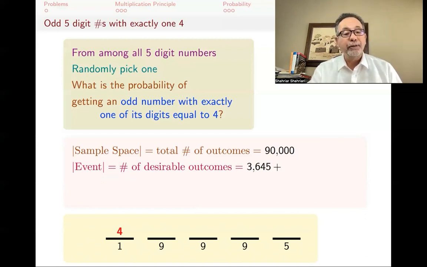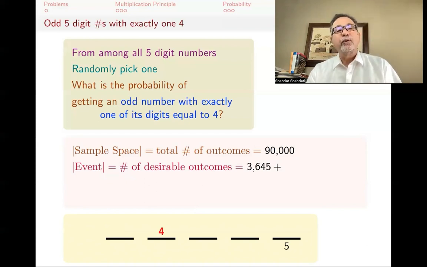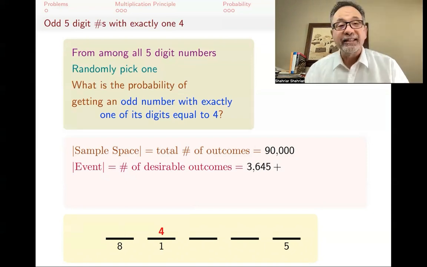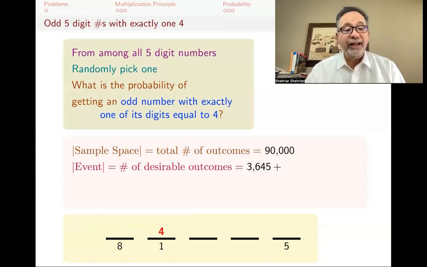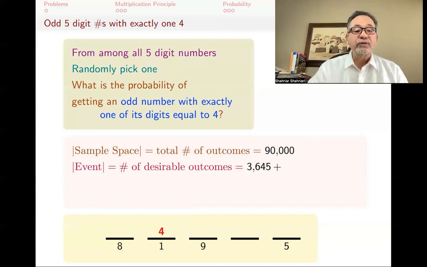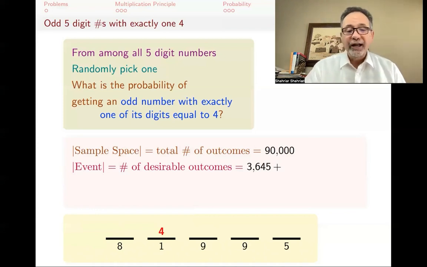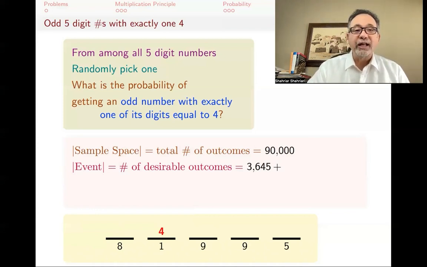But that 4 may not be there. Maybe 4 is here. The reason I had to do this differently is because if 4 is here, the count is going to be different. If 4 is in the second slot from the left, then how many choices do I have for that slot? 1. How many choices do I have for the one before? 8. Why? Because that left-hand most digit cannot be 0, and I don't want to use 4, so I have 8 choices. And then I have 9 choices for this guy and 9 choices for those. The only restriction is that I can't use 4. So 8 times 1 times 9 times 9 times 5.